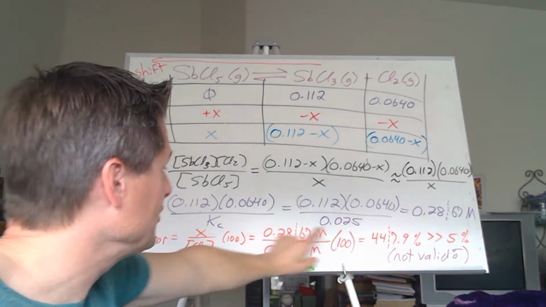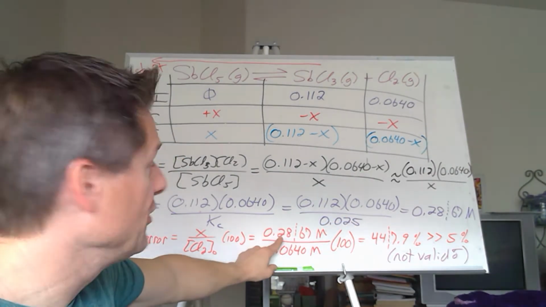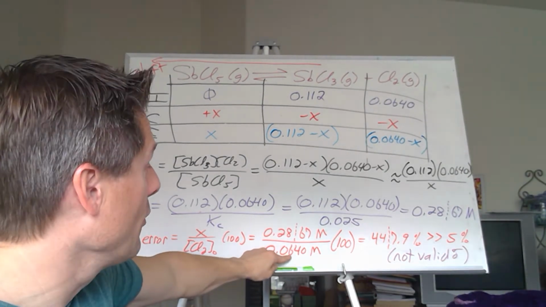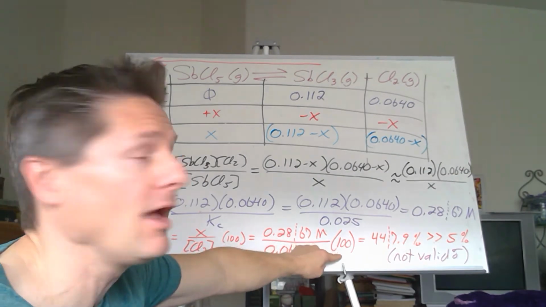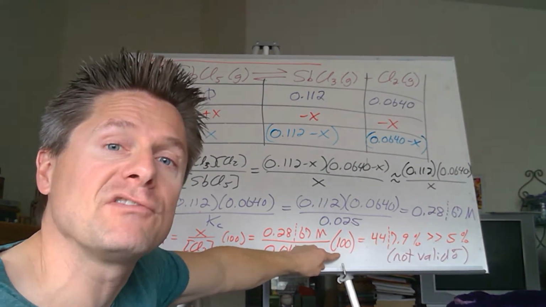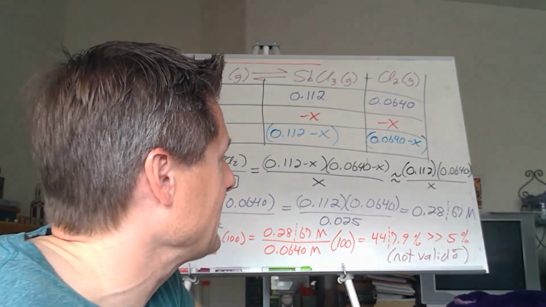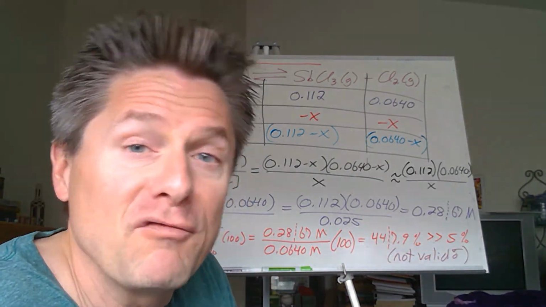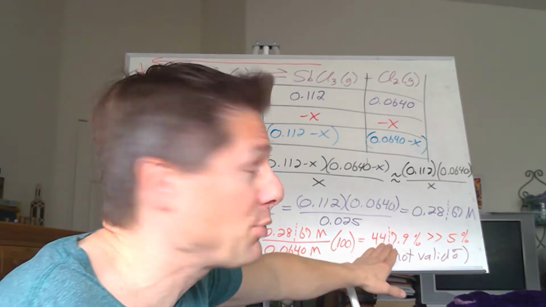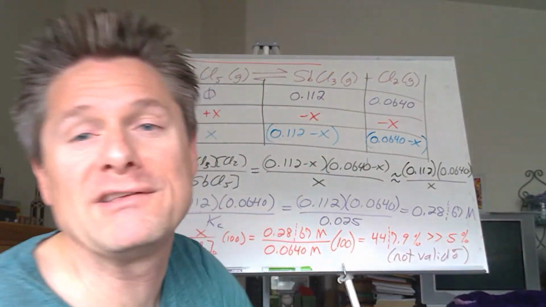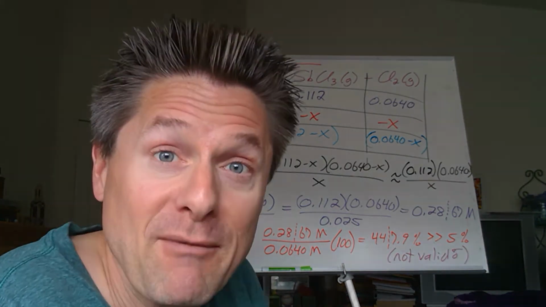So I'm going to take x, which is 0.2867 molar, go to 2 sig figs, divided by the initial amount of the chlorine, 0.0640 molar, go to 3 sig figs, times 100. That's an exact number. That converts the fraction into a percent. I get 447.9%. If we rounded that, that'd go to 450%. We don't need to round it. It's pretty intuitively obvious that 447.9% is bigger than 5%.